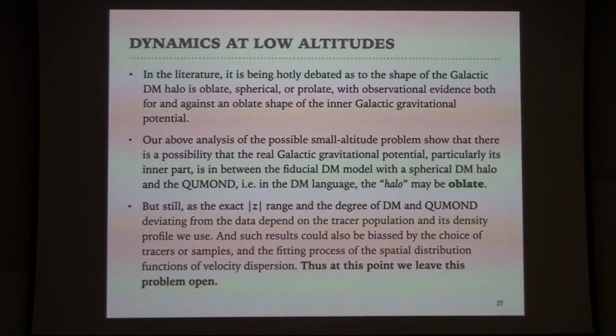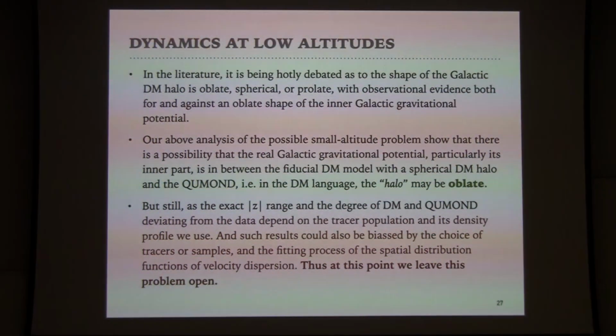Our analysis of potential at low altitude suggests that the real galactic gravitational potential, especially in its inner region, might lie somewhere between the fiducial dark matter model with a spherical halo and the phantom dark matter halo of Q-MOND. And this, in dark matter terms, could imply an oblate halo.